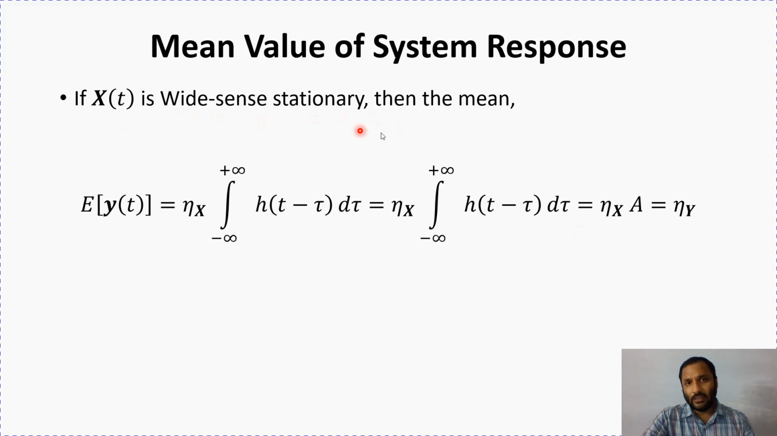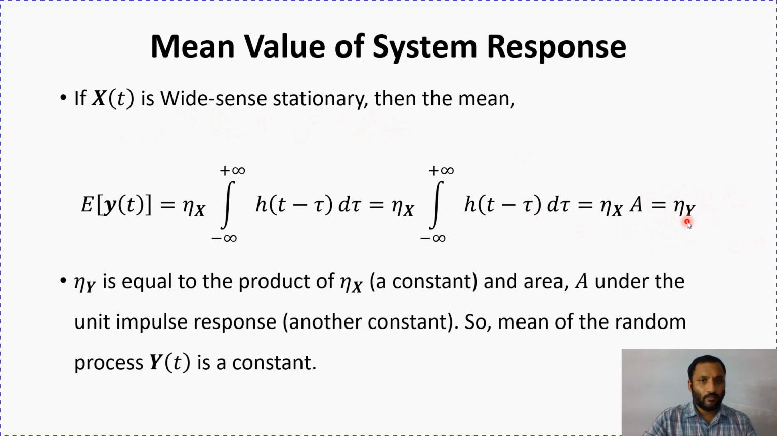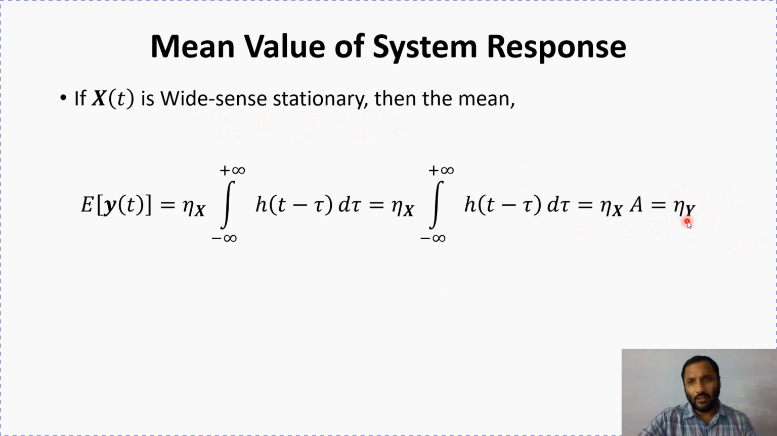If your input is white-sense stationary, then the mean of the response is also another constant value. That means this response will also have a constant mean. Okay, that is the implication here.